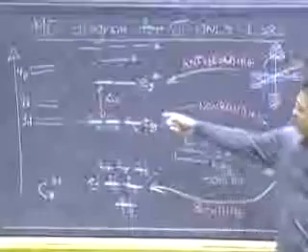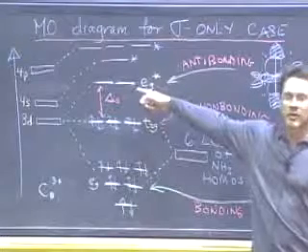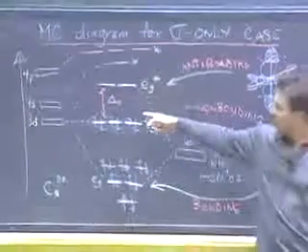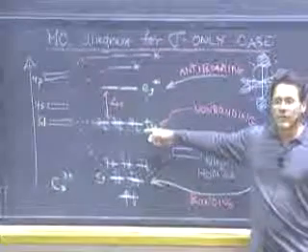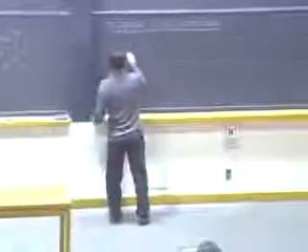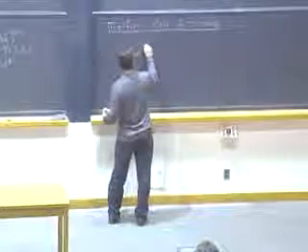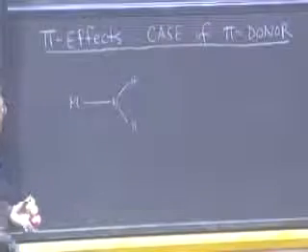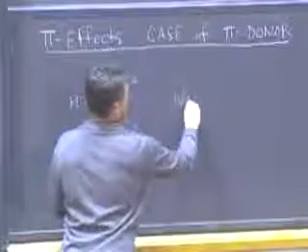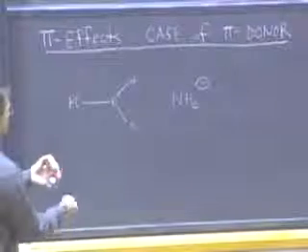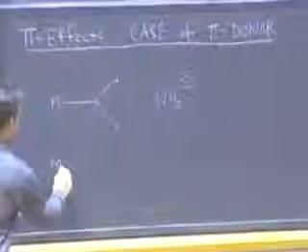add in pi effects. We've seen that the EG orbitals of a metal are the dz squared and dx squared minus y squared that point along the axes. The ones xz, yz, and xy that point between the axes have the potential to make pi bonds with ligands. And so here's an example of a type of ligand that can make pi bonds to a metal. This ligand is NH2 minus, and it can make both sigma and pi bonds to a metal.